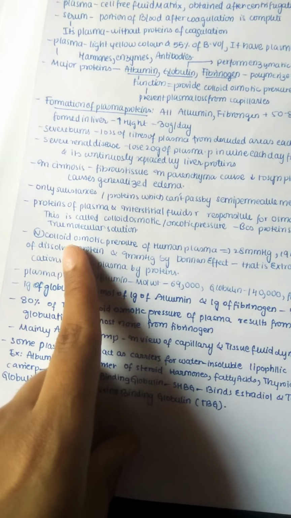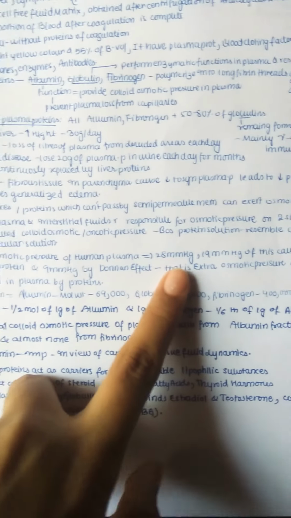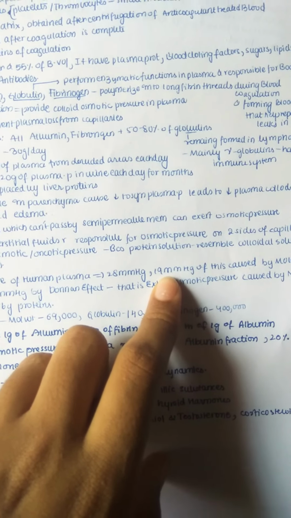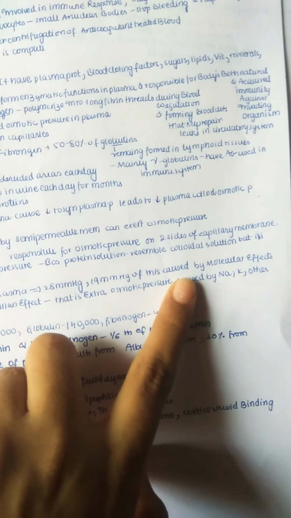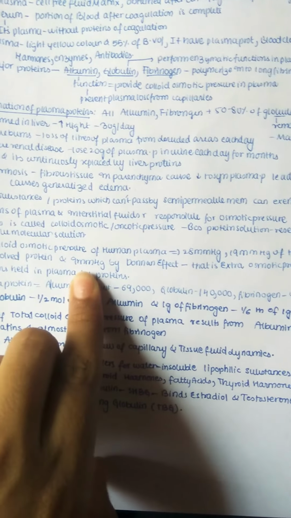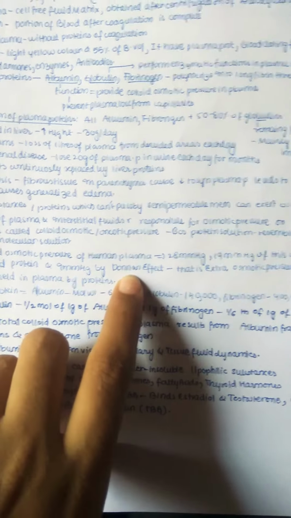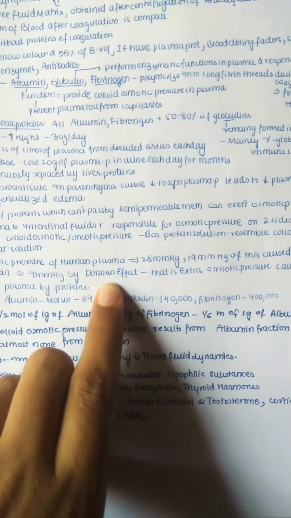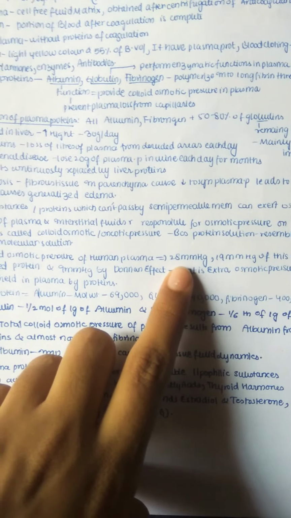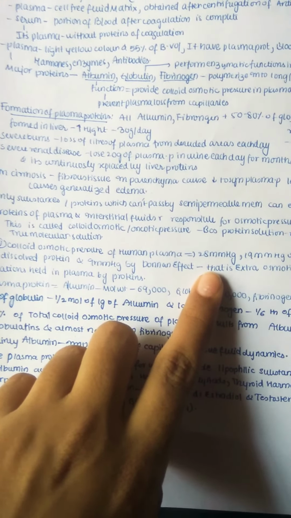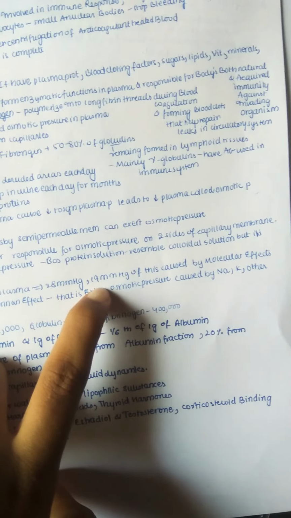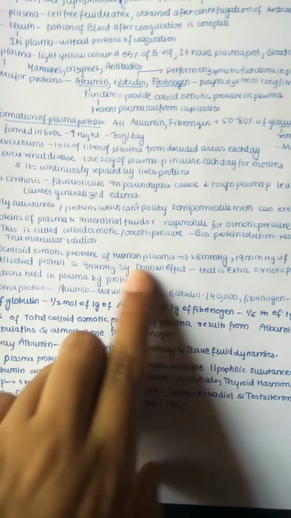And the normal colloid osmotic pressure of human plasma is about 28 millimeters of mercury. For example, 19 millimeters of mercury of this is caused by the molecular effects of dissolved protein, and also 9 millimeters of mercury is by the Donnan effect. So what is this Donnan effect? You can see here 19 plus 9 is 28. So the total 28 millimeters of mercury of normal colloid osmotic pressure of human plasma is mainly obtained from 19 from the molecular effects of proteins, and 9 from the Donnan effect.